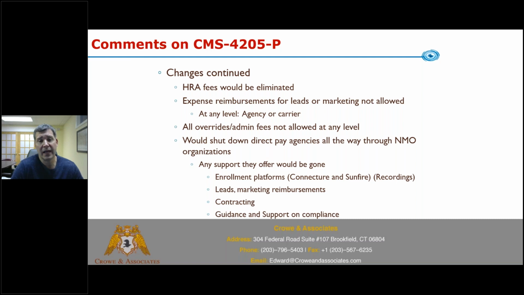And then lastly would be guidance and support on compliance. I think this is a big one too. Obviously, it's hard to keep up with CMS's rule changes for compliance with recordings, the 48-hour scope rule. And I know as an upline, we do try to provide a lot of guidance there on how to not get in trouble, how to stay compliant with the ever-changing rules, and that wouldn't be available any longer.